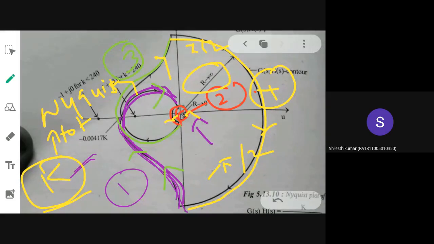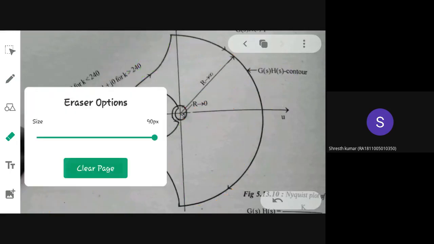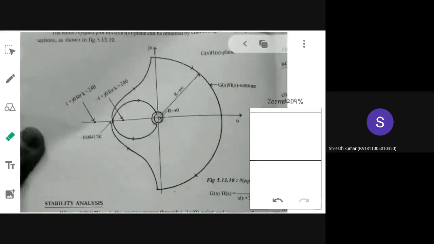Now we are going to discuss how the closed loop system is becoming stable or unstable depending upon the encirclement of point minus 1 plus j0, by counting the number of encirclements, the nature of encirclements, and relating it to the number of poles and zeros that are located in the right half of the S-plane. So that is the meaning of the Nyquist stability criterion. This is the plot that you got.